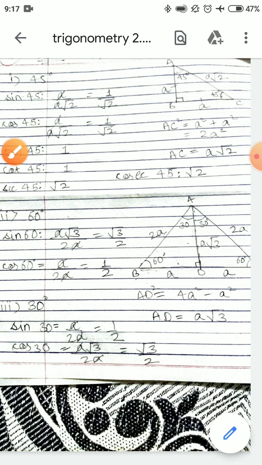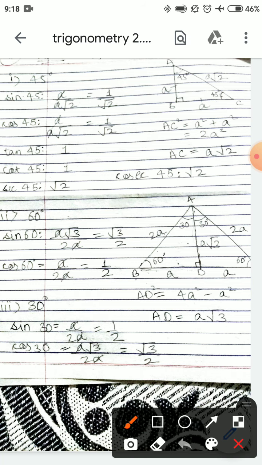Right, now talking about 30 degree. So in triangle ADB, angle A is equal to 30 degree, that means our theta will be angle BAD. So if we take sin theta, then our perpendicular in this case will be BD and hypotenuse will be same, that is AB. So sin of 30 will be equal to perpendicular, that is BD upon AB, which is equal to a upon 2a. So a and a will be cancelled and we will get 1 by 2.